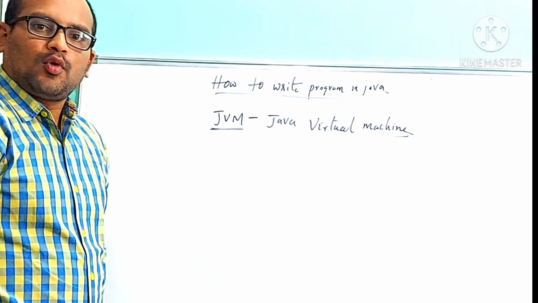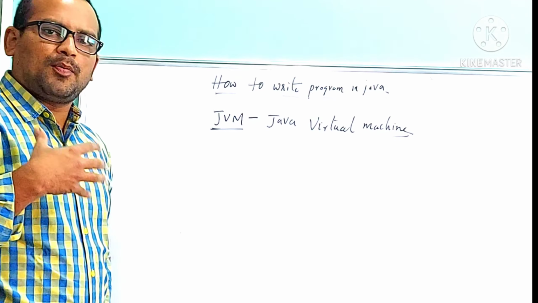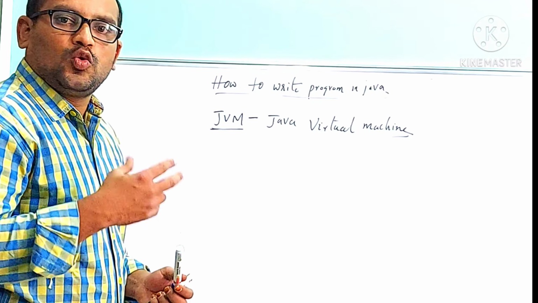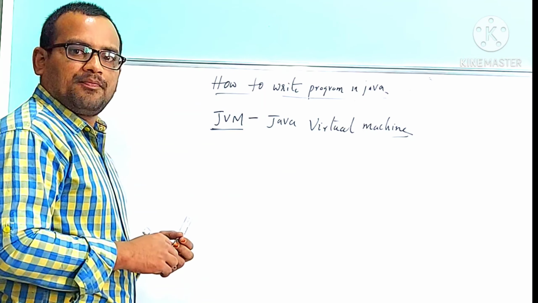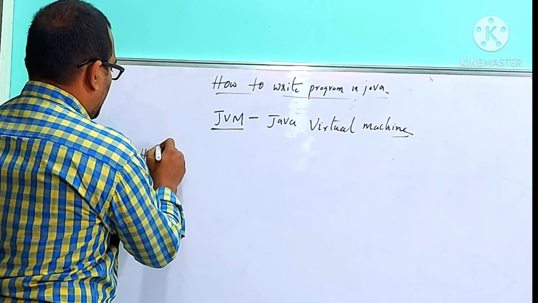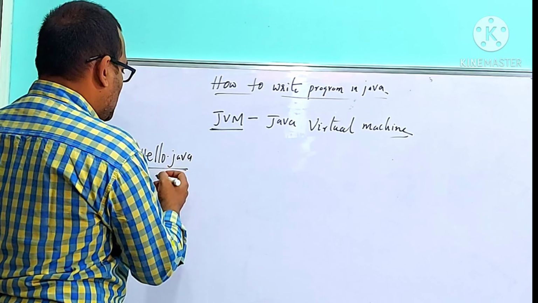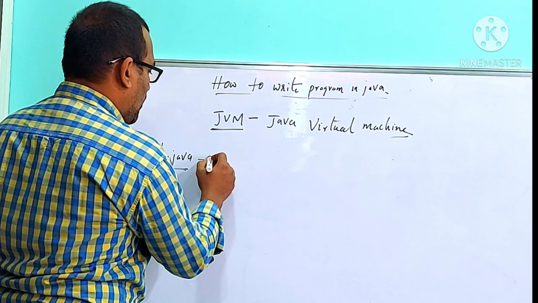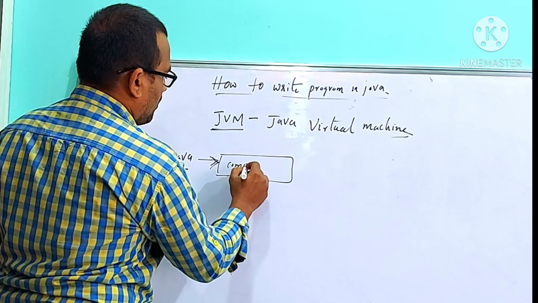So, every Java program execution contains two steps. Understood? It is a two-step process. First of all, we need a Java program. Assume I have a Java program with the name hello.java. It contains our original program. So this hello.java program should be given to the compiler, the Java compiler.